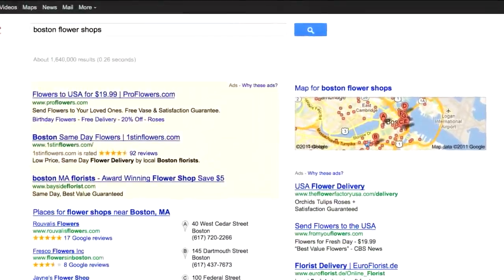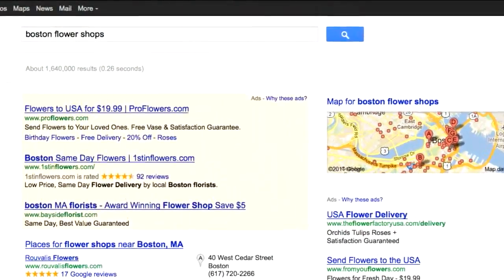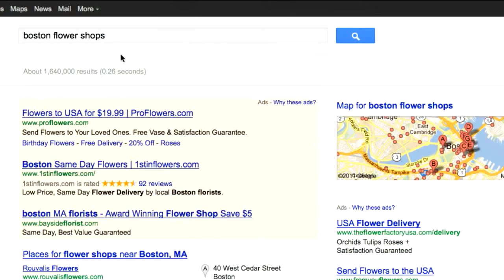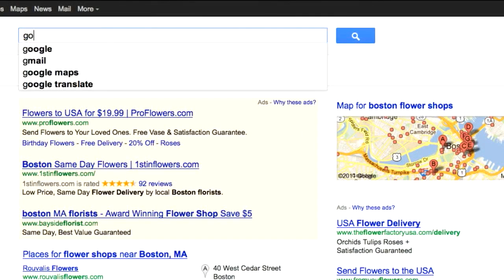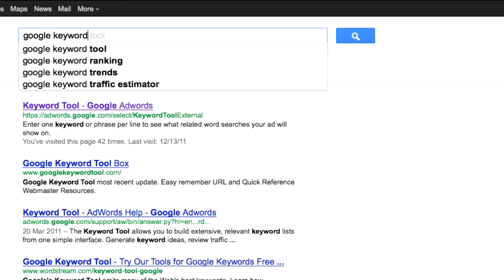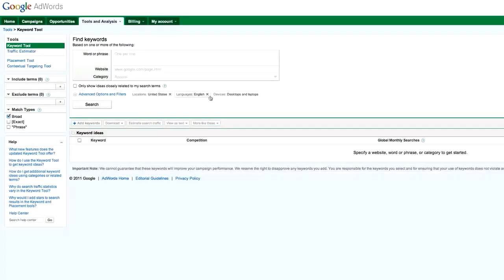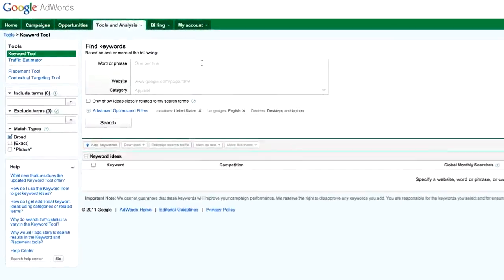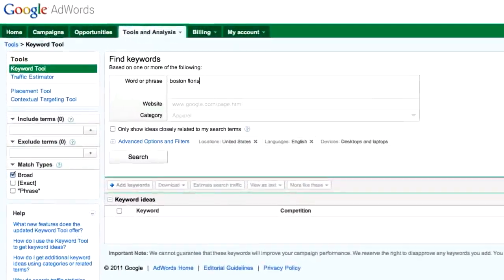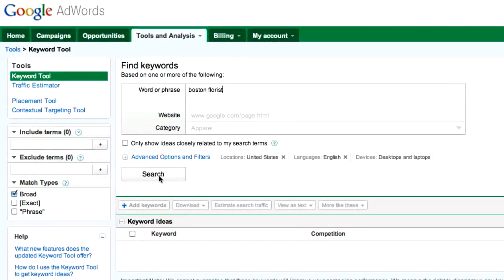So, now that we have a general understanding of how powerful keywords are, what do we do about it? This is where the Google AdWords keyword tool is so vital for the next step. With this keyword tool, in fact, to find it, let's Google it. Okay. Here we are at the opening interface of Google AdWords. Let's say we're this florist in Boston, so let's start with the words Boston florist.